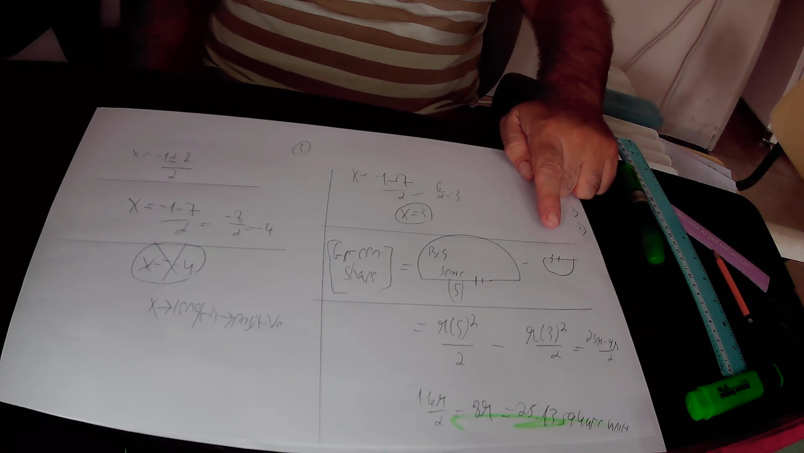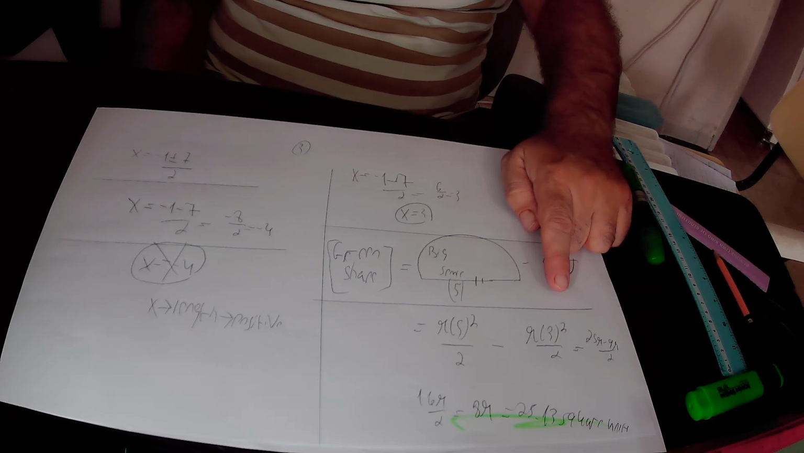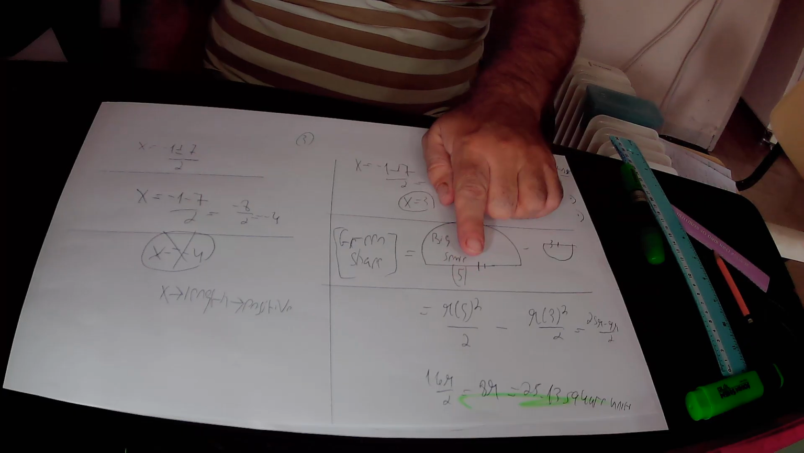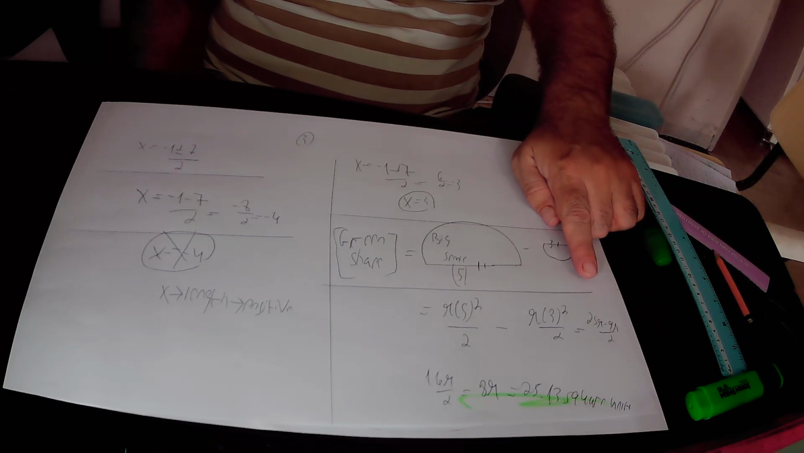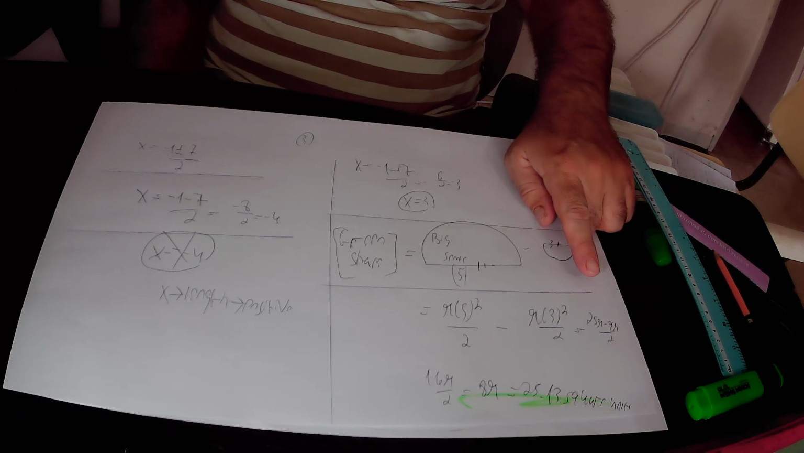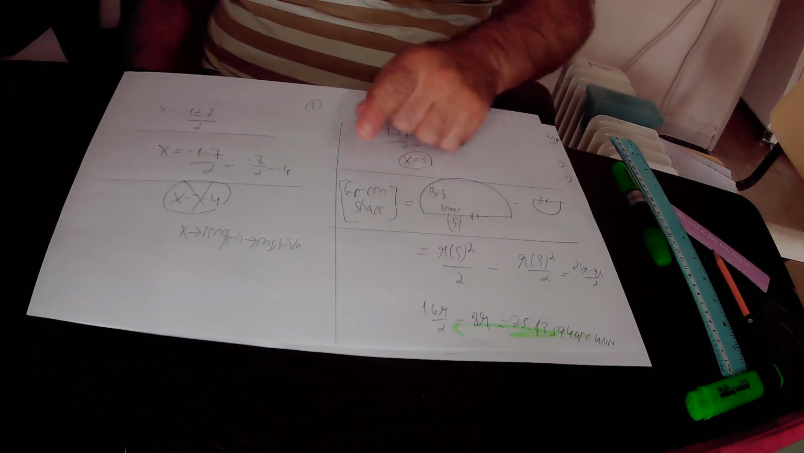The radius of the big semicircle is 5, and therefore its area is equal to pi times 5 squared over 2. Here 5 squared is 25, so in the numerator we have 25 pi divided by 2. For the small semicircle, 3 squared is 9, so in the numerator we have 9 pi divided by 2. 25 pi minus 9 pi is 16 pi, which is 16 pi over 2, that is 8 pi.